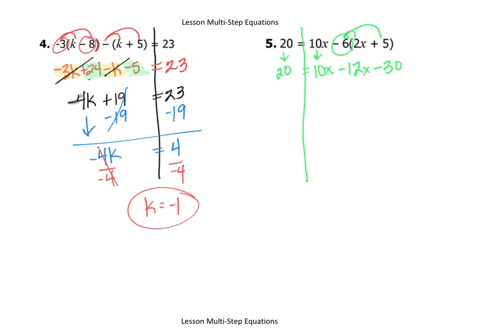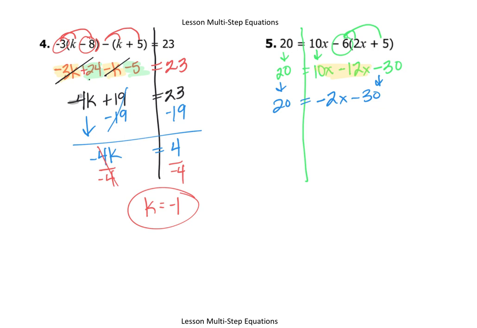So I'm going to check for like terms. I don't have like terms on the left because there's only one term. My like terms on the right are 10x minus 12x. So putting those together, we again bring down the 20 on the left. It equals 10x minus 12x is negative 2x. We haven't used negative 30 yet. We didn't change it. It didn't have any like terms.